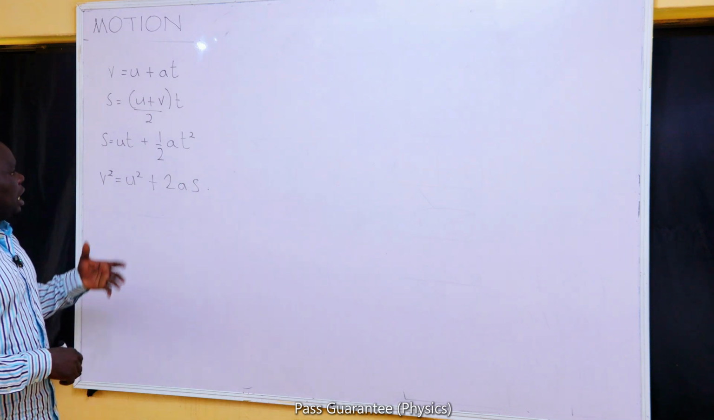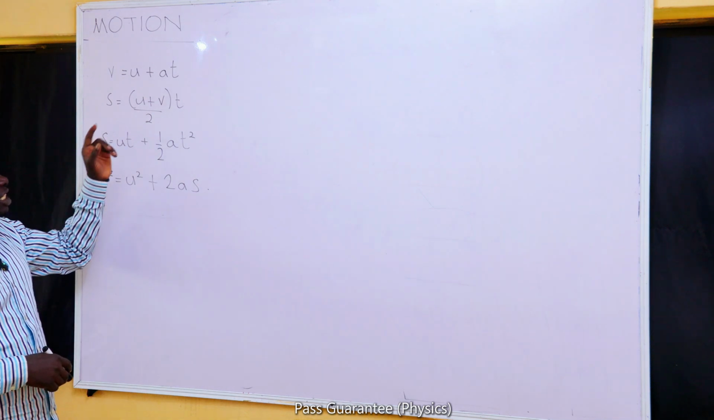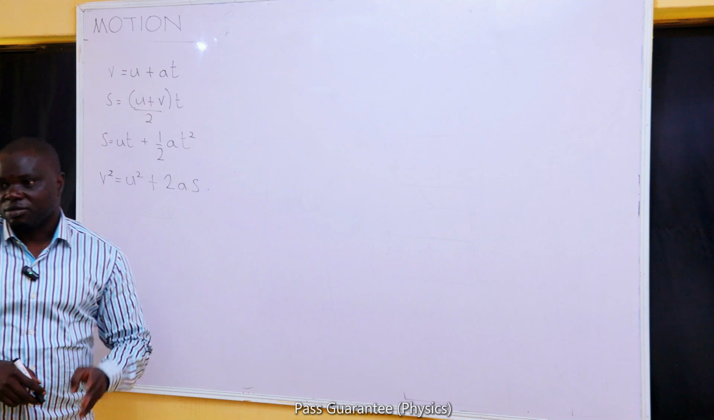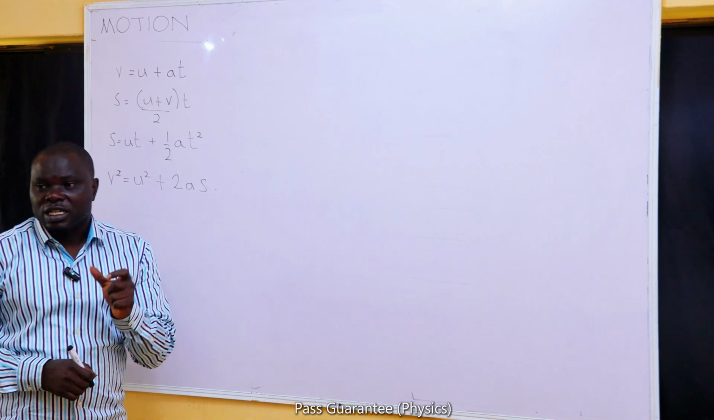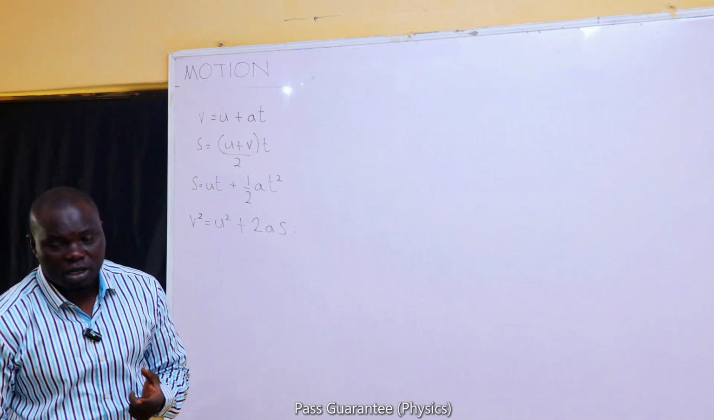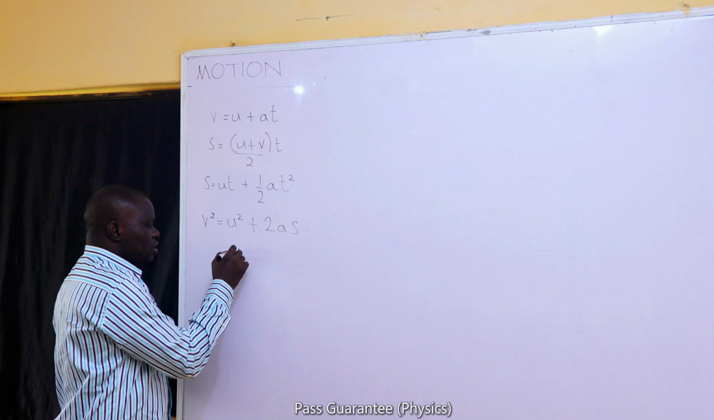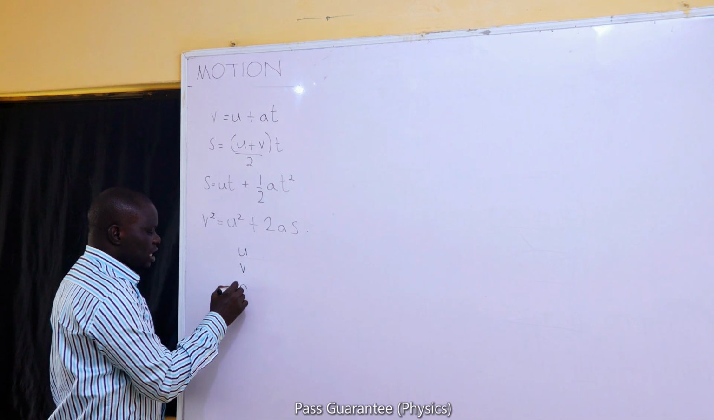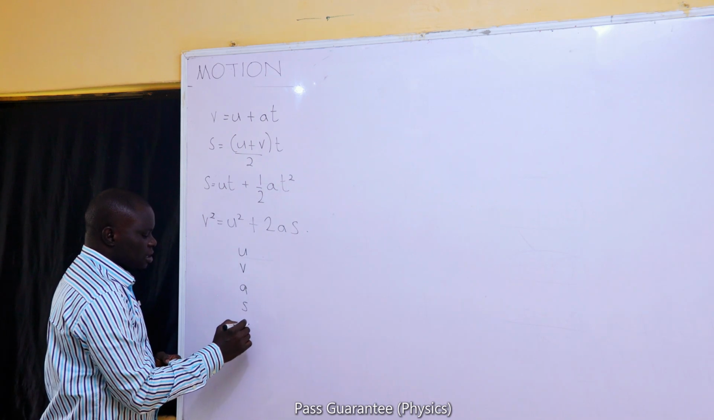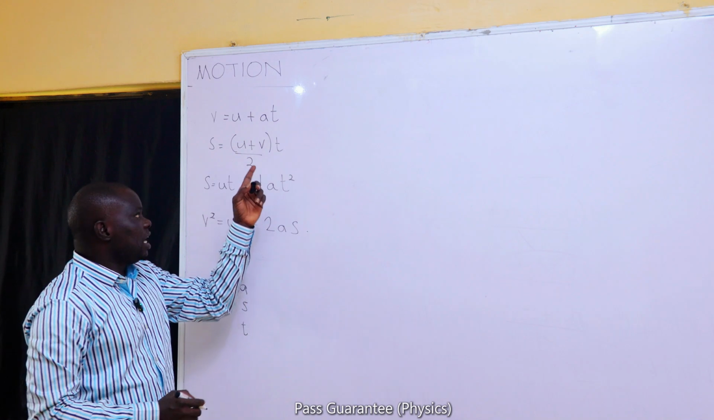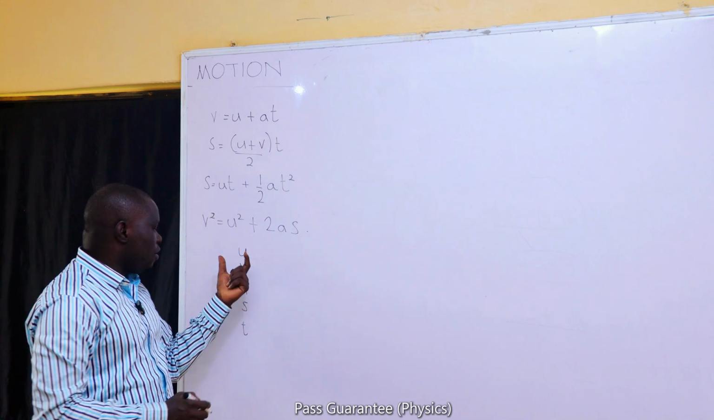Why? I want you to observe that each of these equations has 4 items. There are 5 things that we have talked about so far: initial velocity, final velocity, acceleration, distance, and time. Each of these equations has 4 of these 5.